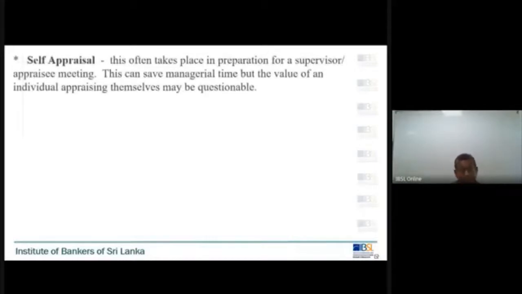Okay, that's one method, where the manager evaluates you. The second method is self-appraisal. That means there's another way you can do it by yourself. You assess yourself and forward it to your manager.